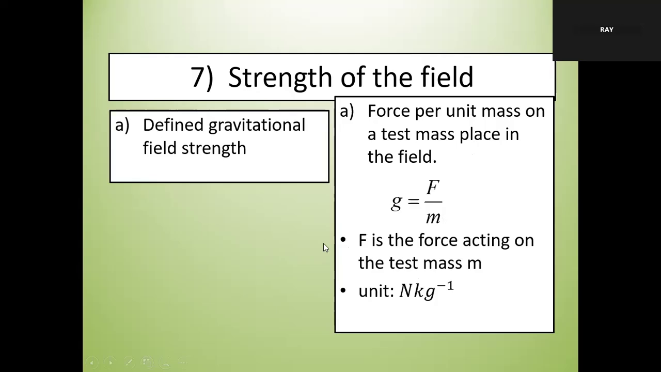So the unit is Newton per kilogram. Any comments so far, or anything you want to ask? No? Okay, that's how you show a uniform field: parallel lines, equal distance apart.